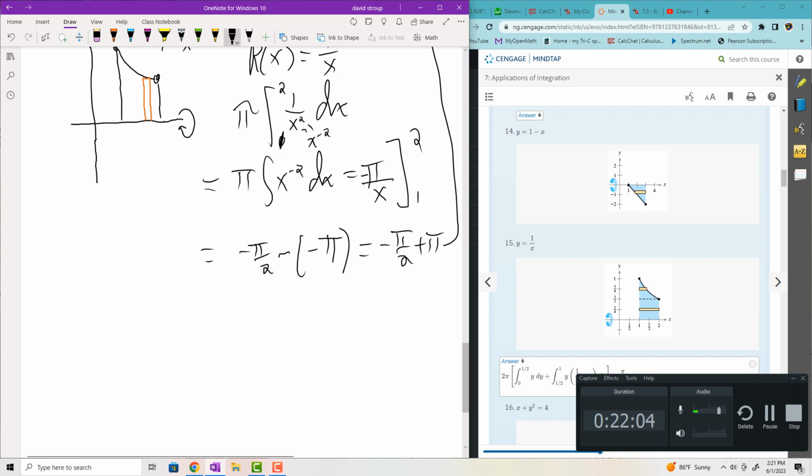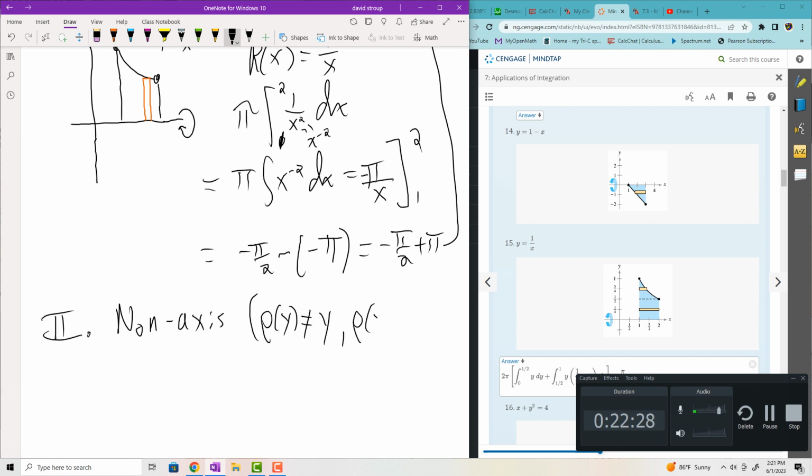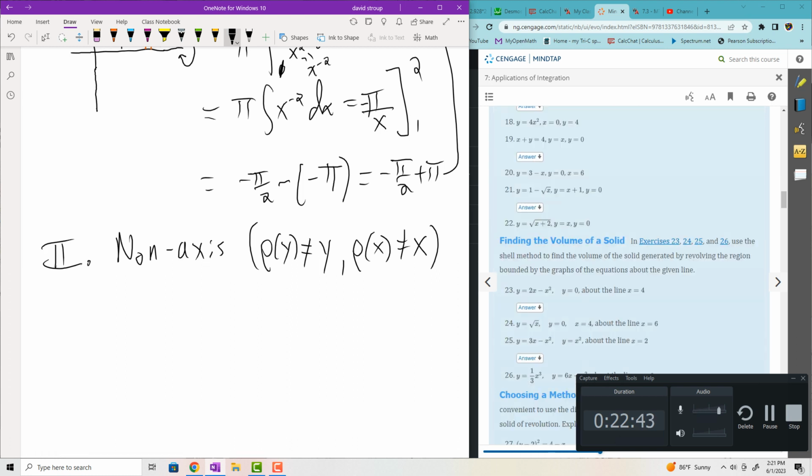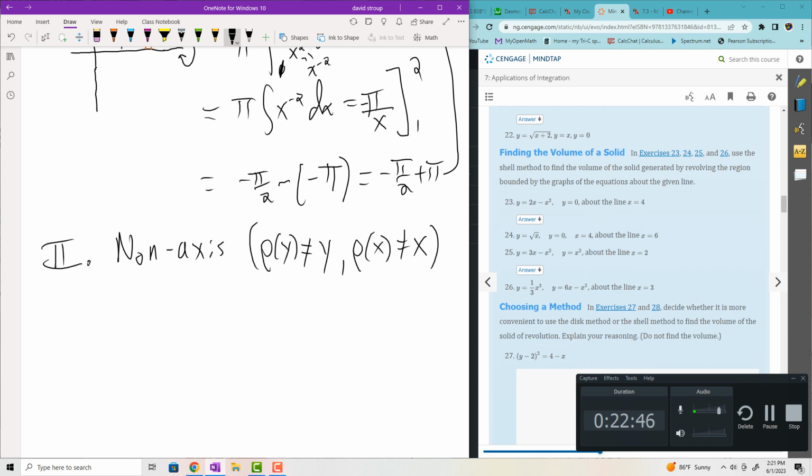All right, so there, great, good stuff. Okay, we want to start worrying about non-axis rotations. These are a little bit more complicated because that radius function needs to be adjusted. For non-axis rotations, the radius function, whether it be rho of y, will not be equal to y here. And if it's rho of x, it will not be just equal to x. If it's axis rotations, those will be true. They would actually equal y and so forth. So anyways, let's find one of these characters where we have a non-axis rotation. Basically, try number 23.